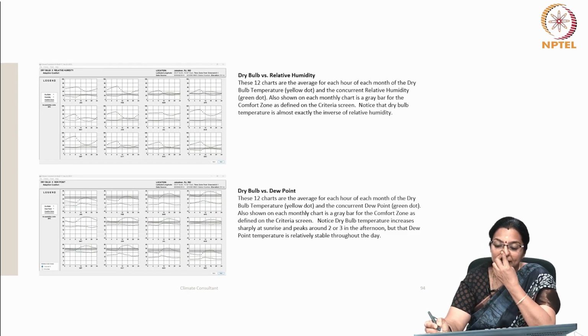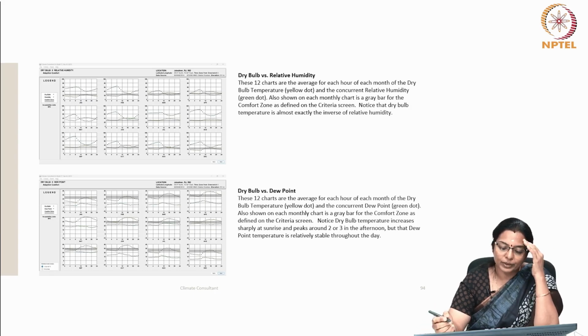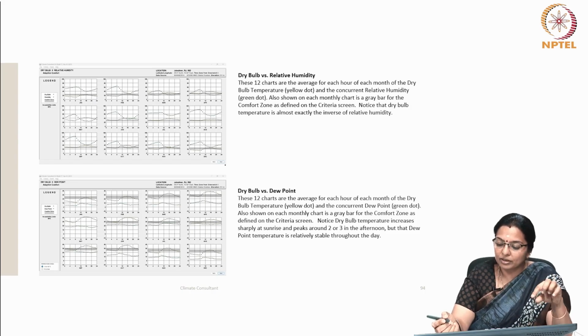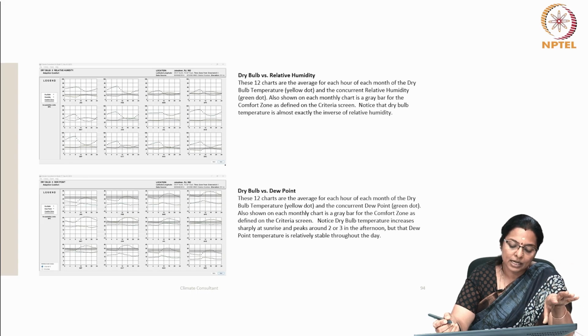Here is a chart showing the dry bulb temperature and the relative humidity. So, these 12 charts are the average of each hour of each month of the dry bulb temperature, which is shown as a yellow dot, and the concurrent relative humidity. Also shown on each monthly chart is a grey bar for the comfort zone as defined in the criteria screen. Notice that dry bulb temperature is almost exactly the inverse of relative humidity, because the capacity of air to hold water increases with increasing temperature.